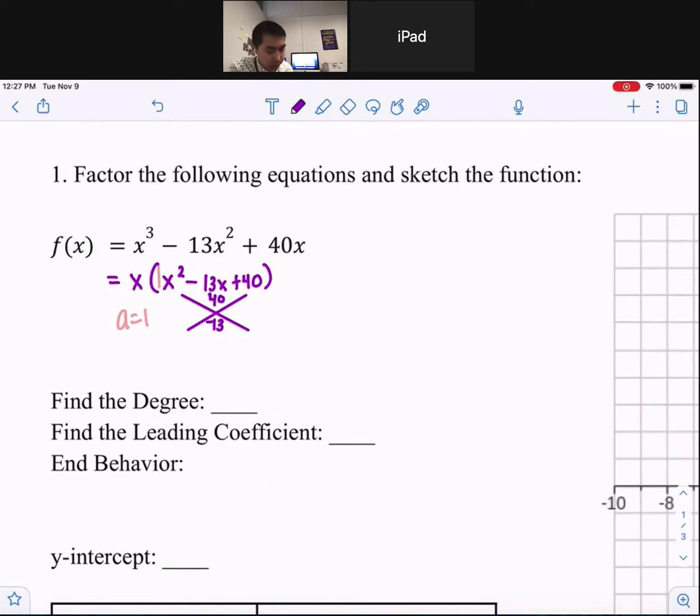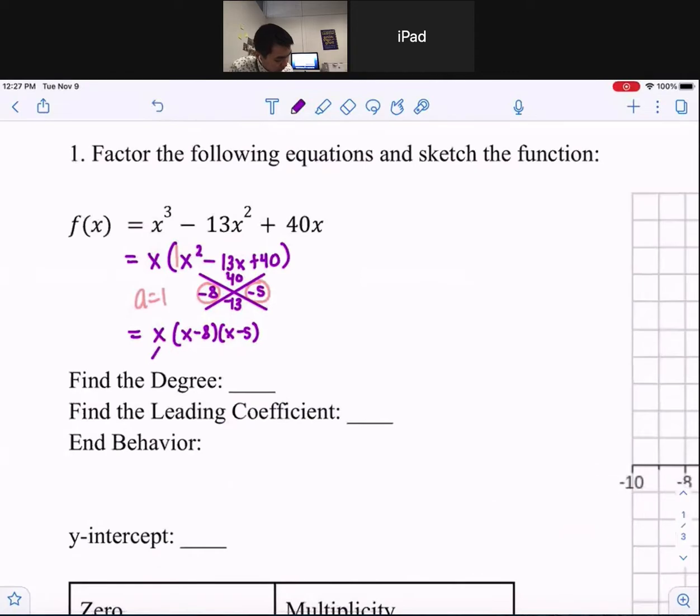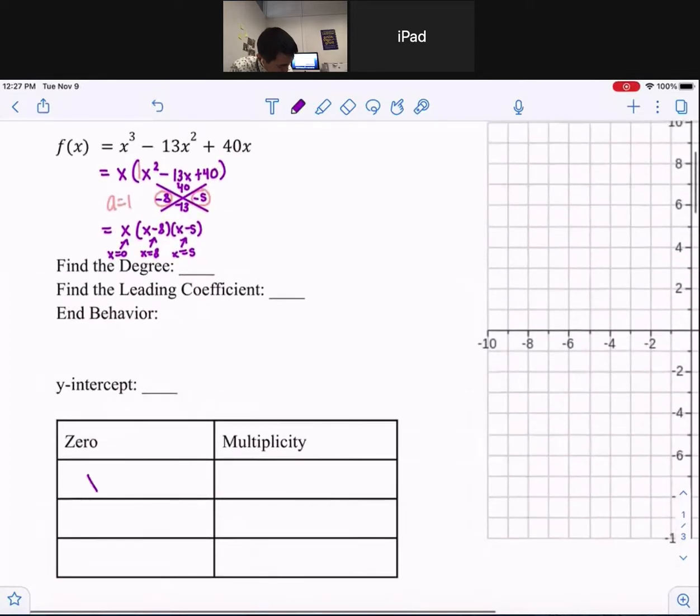The two numbers are negative 8 and negative 5. Since it's a equals 1, you just use these two side numbers: x minus 8 times x minus 5. So our zero for this one is 0. For this one, x equals 8, and for this one, x is equal to 5. So x equals 0, x equals 8, and x equals 5.